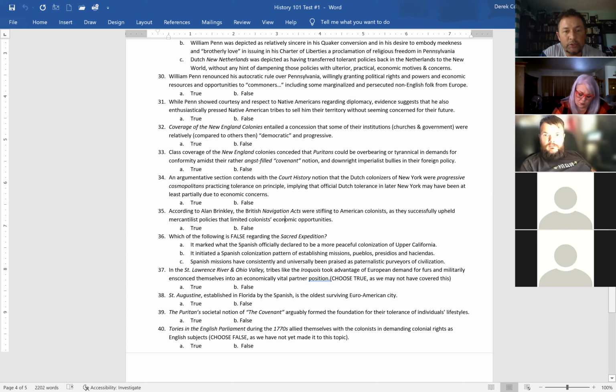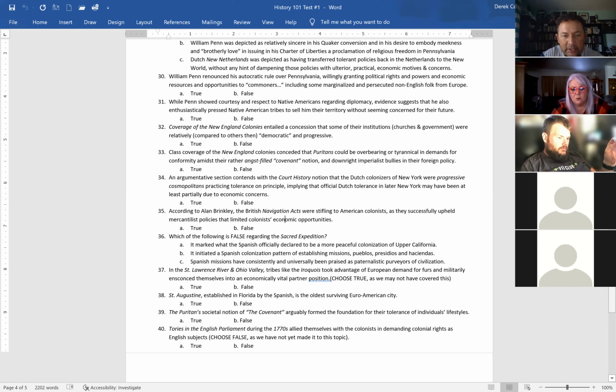Number 36, which of the following is false regarding the sacred expedition of the Spanish of 1769? A, it marked what the Spanish officially declared to be a more peaceful colonization of Upper California. Absolutely. They claimed that this was an enlightened method, right? As opposed to the requerimiento, where they would give you 24 hours to convert or declare holy war against you. This was a peaceful alternative.